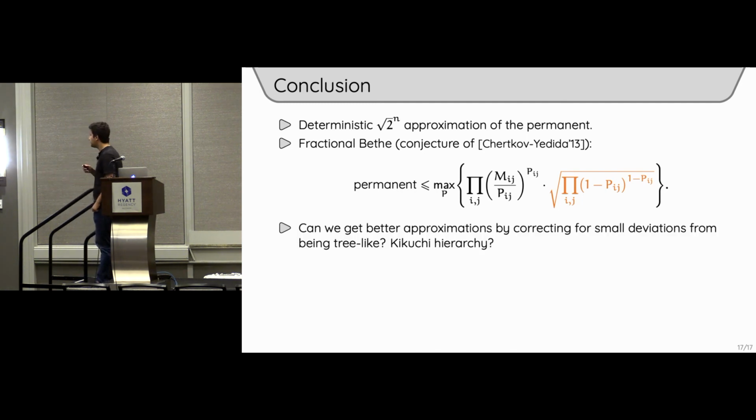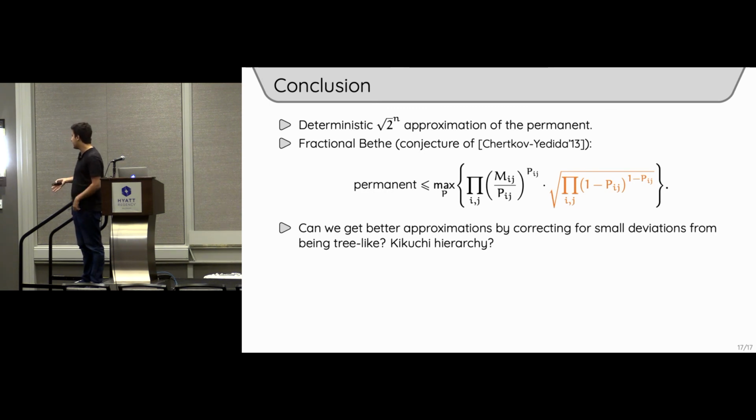Now, some open questions. If you look at the bad example for Bethe approximation, the graph consisted of a bunch of cycles of length 4. There were these 2 by 2 matrices. Each one of them was a cycle of length 4. So this is, in some sense, the most far off you can be from being tree-like, having a bunch of small cycles. Now, the question is, can you somehow correct for these small deviations from being tree-like?